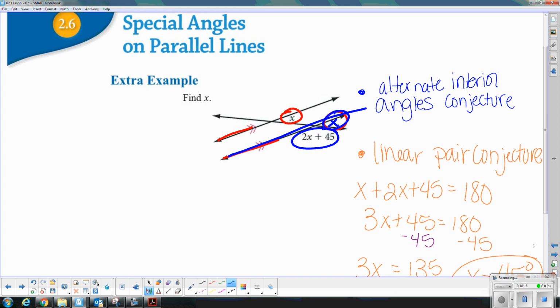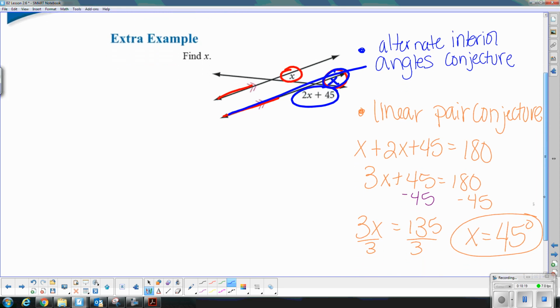So I get 3x plus 45 equals 180. Subtract 45 from both sides. And then I get 3x equals 135. We need to isolate x, so I'm going to divide both sides by 3, and I get x equals 45 degrees.